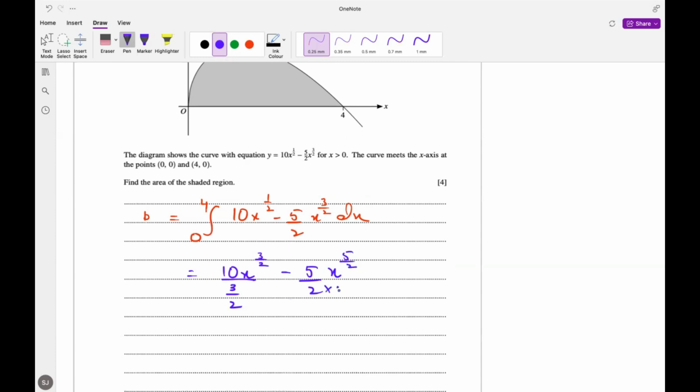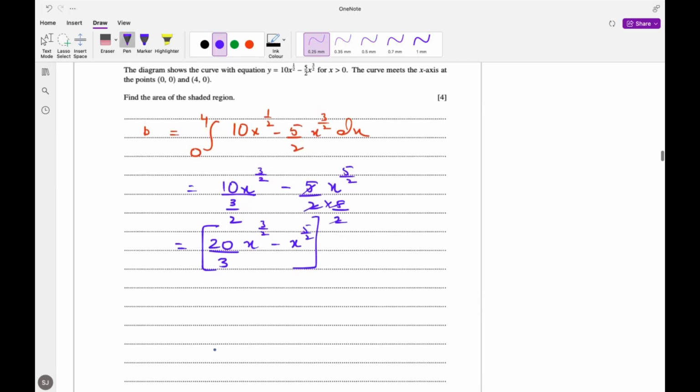And we'll divide by 5 upon 2 in the denominator. So this 2 and 2 will cancel. 5 divided by 5 will also cancel. So we can write the equation as 20. So 2 will go and multiply with 10. So this will become 20 upon 3 x to the power 3 upon 2 minus x to the power 5 upon 2. Now once we have integrated, we can put in the limits 4 and 0.